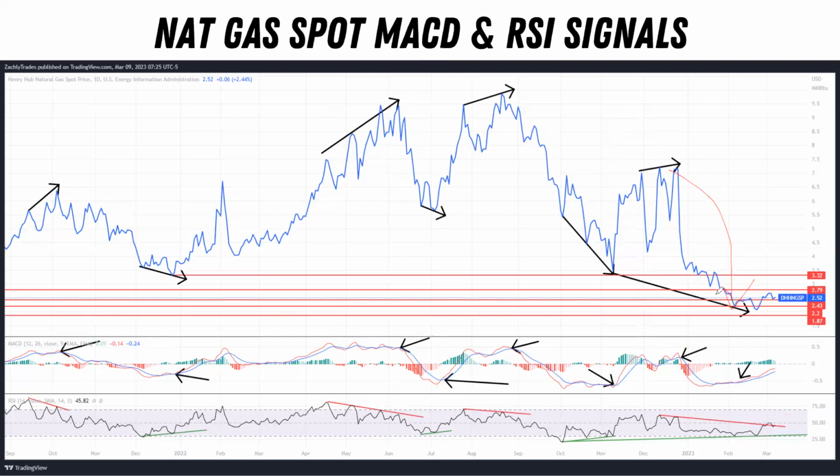Now, this downside move has been very exaggerated and overextended, and we're starting to see a little bit of consolidation. We are holding the 2.43 level pretty well when it comes to the spot price of natural gas, and 2.2 are the major levels of support. We bounced off the 2.2 right around here, and then we rejected 2.43 a couple times, and we actually bounced off of it recently pretty well.